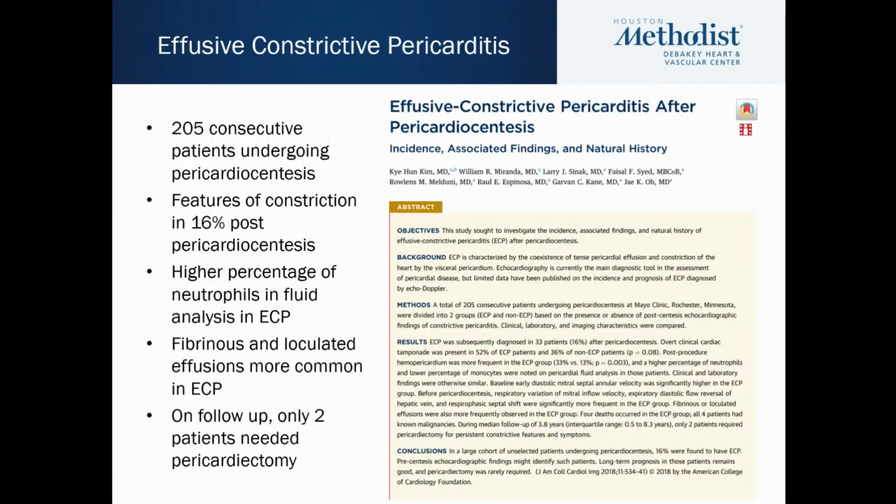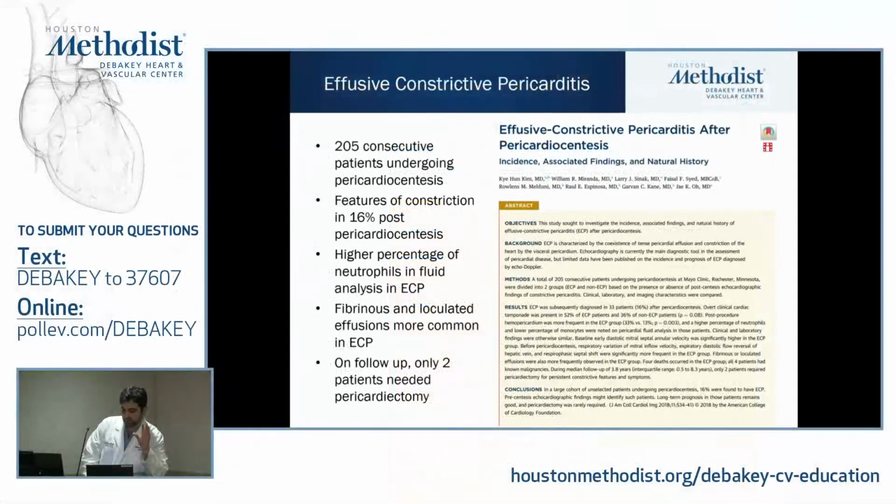In a series from Mayo from a few years ago, of 205 patients getting pericardiocentesis, they found features of constriction in 16% of them. Their clinical phenotype was that they would have a high percentage of neutrophils, loculated effusions, fibrinous material, and then on follow-up, only 2 of them needed pericardiectomy. So if you catch them early and you treat them with anti-inflammatory therapies, they'll often resolve.